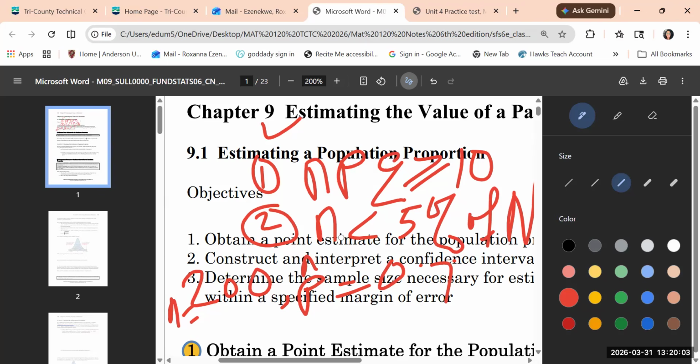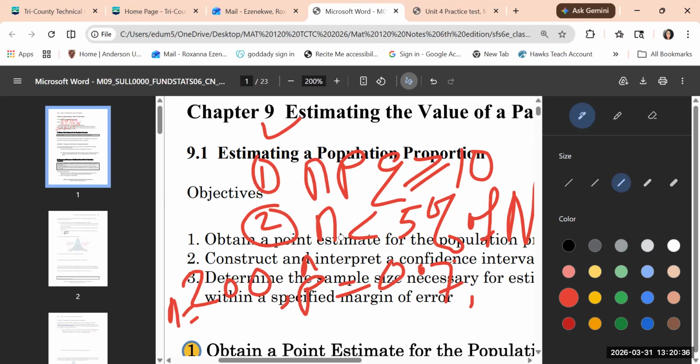Let's say 0.7. And then if I know the p hat, I already know q hat. Remember that in binomial distribution, we have two outcomes, success and failure. So p hat plus q hat is equal to 1 because it has to be, that is the rule. Success plus failure must be equal to 1.